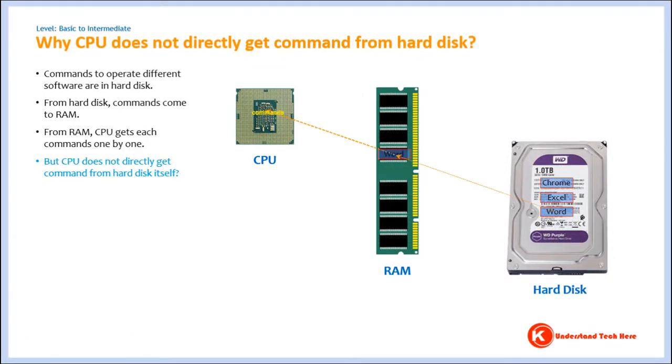Why do commands have to go to RAM and the CPU get commands from RAM? Why does the CPU not directly get commands from the hard disk itself, like shown here?